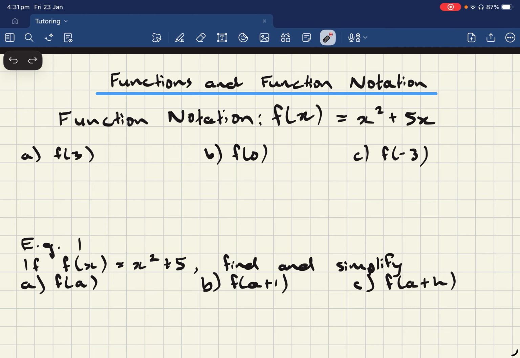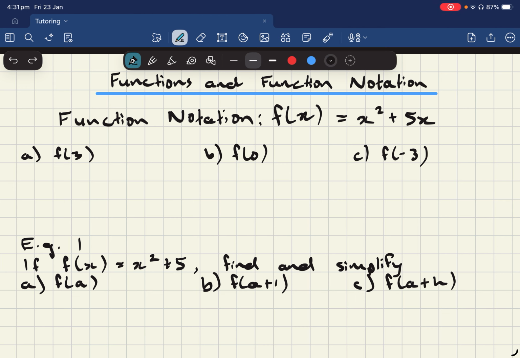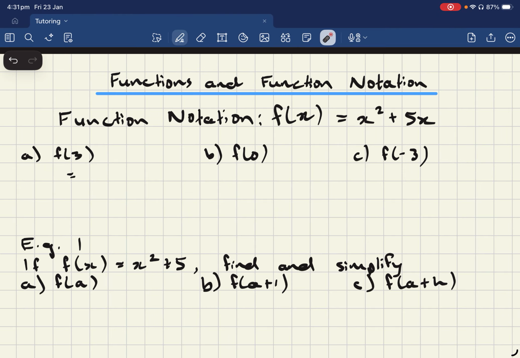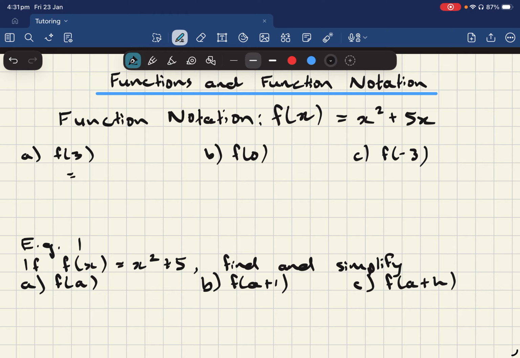So f of 3, that means that we're trying to find what comes out when you substitute 3 in for the x. So what we're going to do for this first one to actually evaluate this, f of 3 is going to equal this expression on the right-hand side, but with 3 substituted in everywhere we see x. So this is going to give us 3 squared plus 5 times 3. Anywhere you see an x, a 3 gets substituted in. Now that gives us 9 plus 15, which gives us 24.